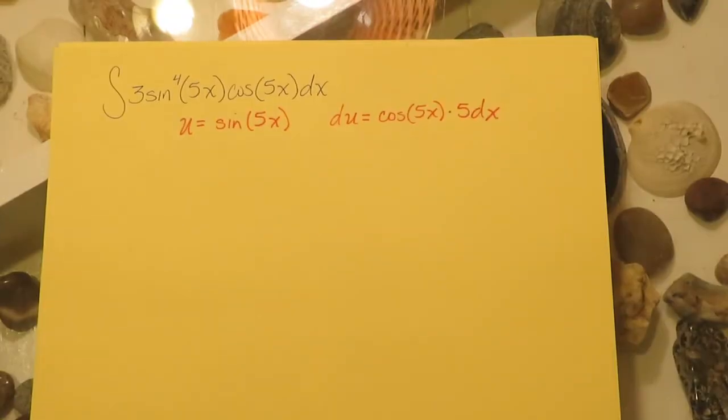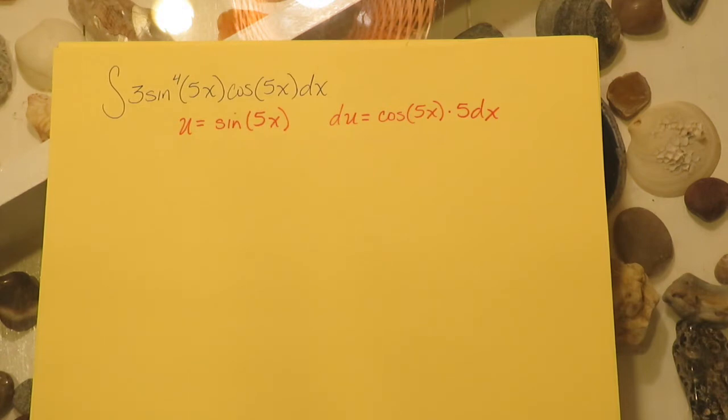Looking at another example, here we have the antiderivative of 3 times sine to the 4th of 5x times cosine of 5x dx. This form comes up pretty often where you have sine or cosine raised to a power, and then that's being multiplied by the other one. Because remember, sine's derivative is cosine and cosine's derivative is negative sine. So when you see that combination, it's a perfect example of U substitution.